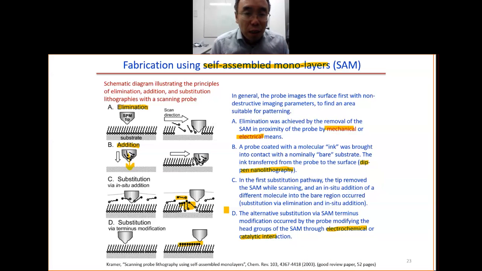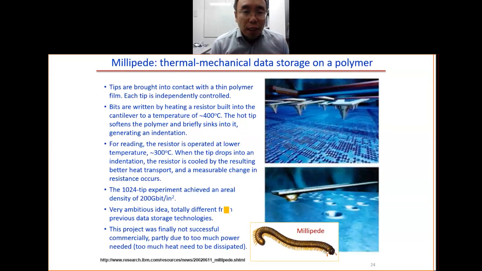But that's good for research, but no commercial application. This is the millipede. This one is actually a very ambitious idea, about 20 years ago, a big project in Switzerland. We know that STM, scanning tunneling microscope, and AFM were both invented by IBM in Zurich. The same people 20 years later, around the year 2000, proposed this millipede idea. It's for data storage on polymer. The goal is to replace magnetic recording, the hard drive magnetic recording.